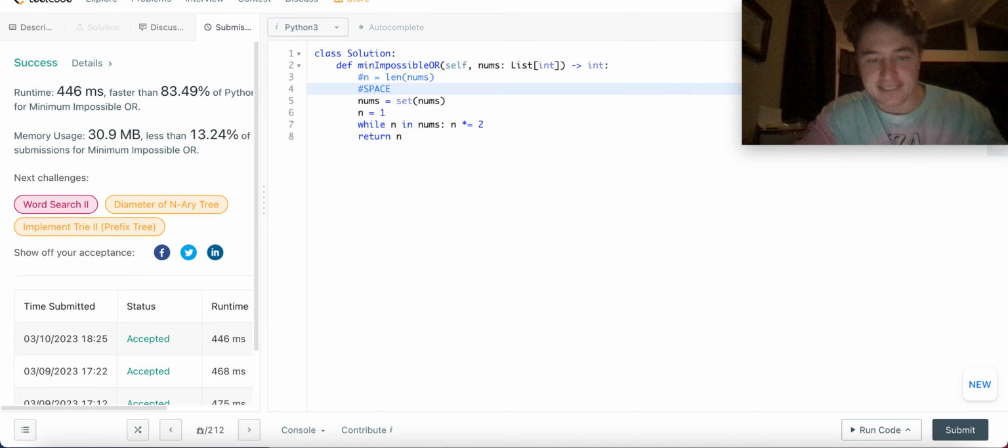In the worst case, nums could be like the bases themselves, right? It could be 1, 2, 4, 8, 16. So in the worst case, nums itself is the bases. So you'd have to check if 1 was in there, then 2, then 4, then 8, then 16. So it could be the size of the array because every single n number is in there, right? But it could never exceed that, because in the worst case, all the bases are all the indices. But that's the very worst case, so it can't be larger than that.